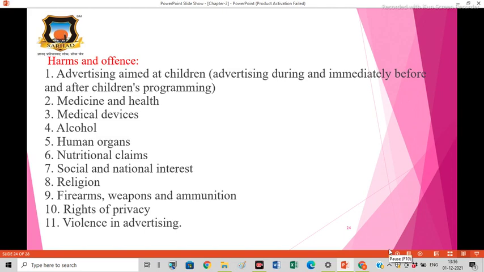And the last, the 11th, is violence in advertising. The Cable Television Network Rules 1994, the norms for journalist conduct issued by the Press Council of India, the Advertising Code of Doordarshan and the ASCI Code prohibit any violence in advertisements.